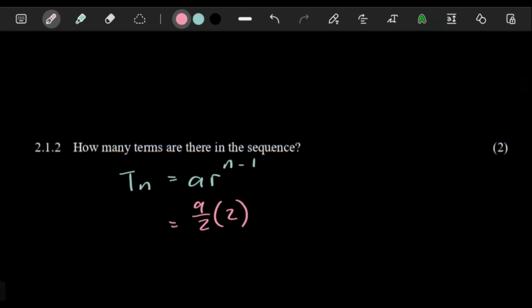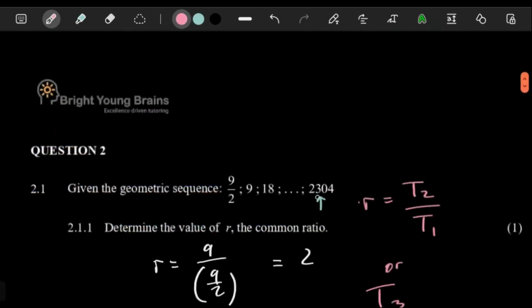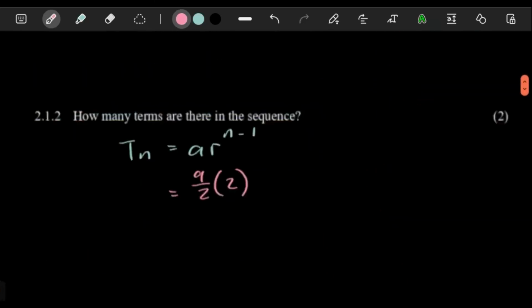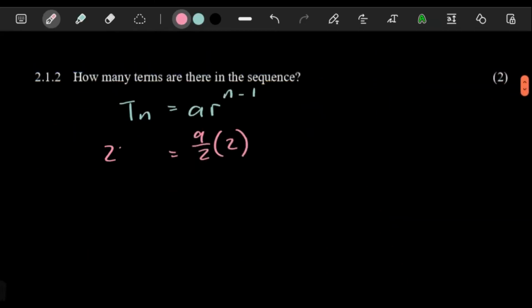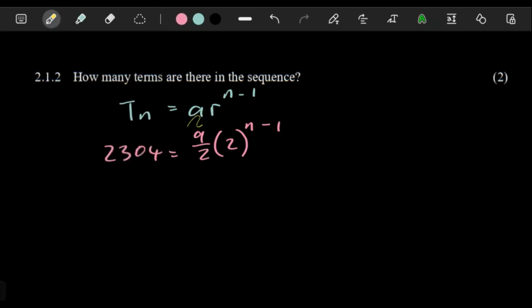Now remember, we want to work out the position of 2,304. So where Tn is, you can put 2,304 there. Then where n is, you can leave it open because we're trying to work out the position of this term, if this is the general term. Remember, this is like the standard format of a geometric sequence. So we can just put in our a and our r here, and then the value that we actually have, and then we can find its position.